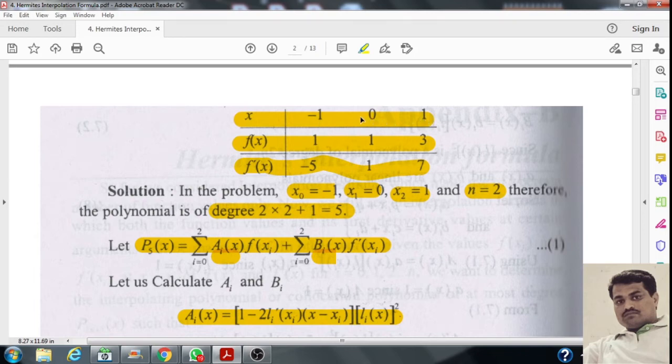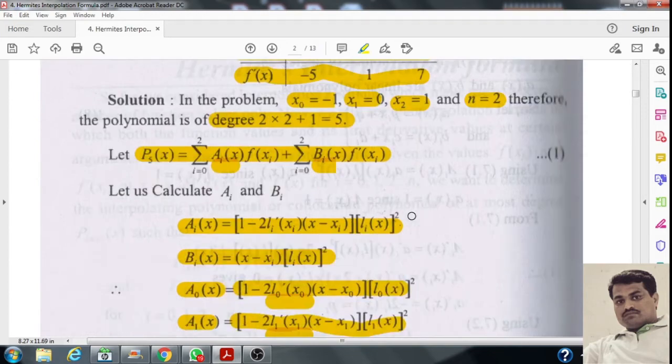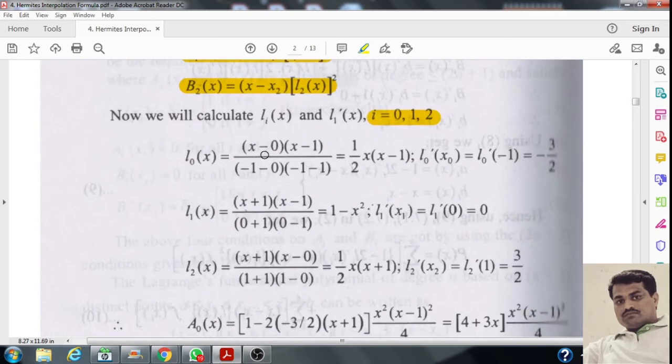Hence we can write L0x equal to x minus x1 into x minus x2, that is x minus 0 into x minus 1. Then in the denominator we take the same two factors, only changing x by minus 1. Hence we write minus 1 minus 0 into minus 1 minus 1. So L0x equals x minus 0 into x minus 1 divided by minus 1 minus 0 into minus 1 minus 1. Then we simplify numerator and denominator. After simplification we get L0x equal to 1 divided by 2 into x into x minus 1.